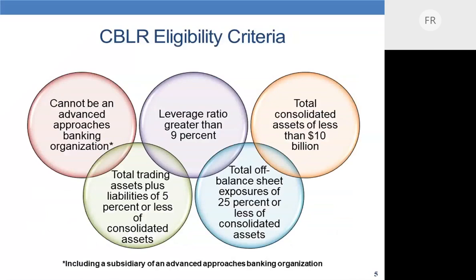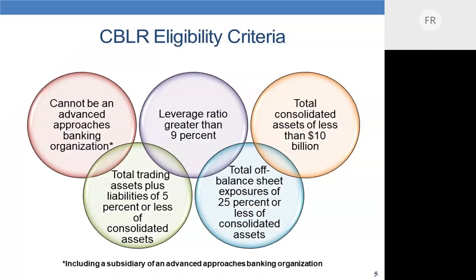So moving to slide 5, we'll discuss the requirements a banking organization must meet in order to be eligible to use the CBLR framework. In order to elect the CBLR framework, a qualifying community banking organization must meet several requirements. An insured depository institution or depository institution holding company cannot be an advanced approaches banking organization or a subsidiary of an advanced approaches banking organization.